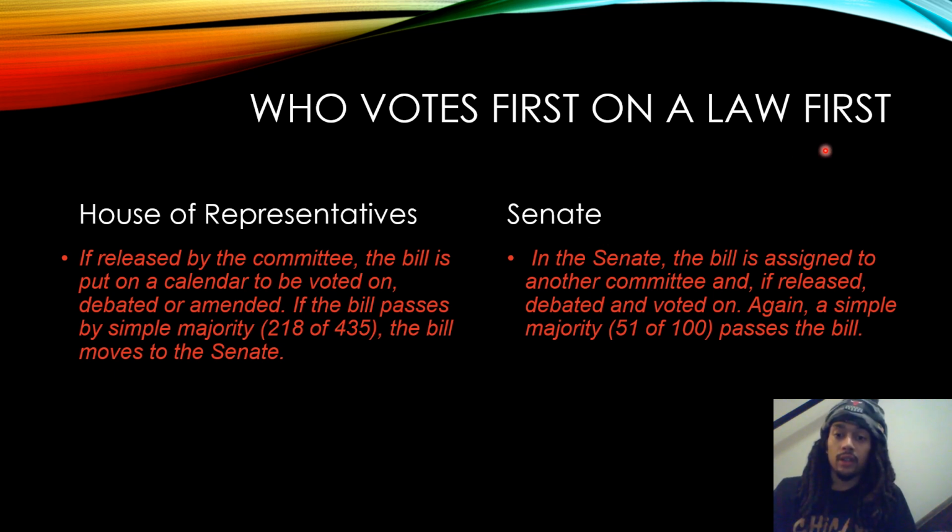Who votes first on a law? Okay, we're gonna go with that. House of Representatives. If released by the committee, the bill is put on a calendar to be voted on, debated, or amended. If the bill passes by simple majority, 218 of 435, the bill moves to the Senate. Like I said, it's a lot of seats.